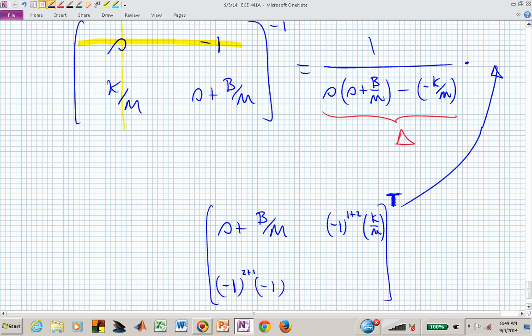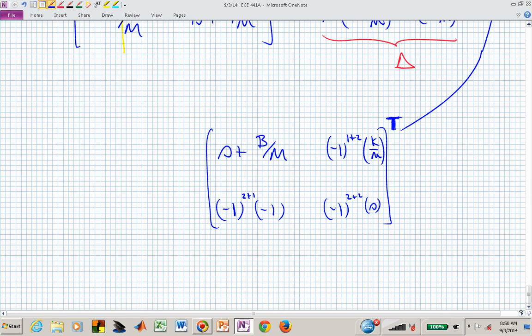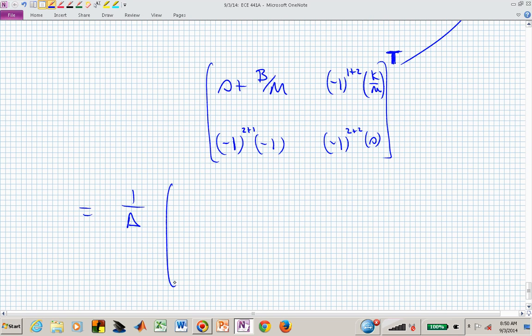Wow, are we out of time? So if we hurry up, what's the 2, 2? That's just s, isn't it? Scaled by minus 1 to the 2 plus 2 if we really wanted to. And now if we transpose that, we end up with 1 over delta. The diagonal stays the same in the transpose.